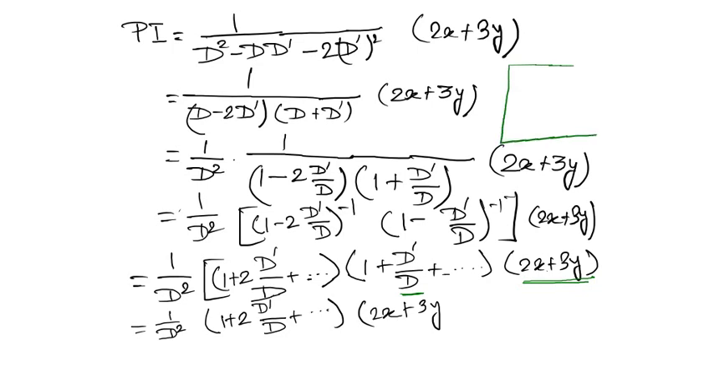So, D dash by D of 2x plus 3y. So 1 by D partial derivative of this expression is 3. 1 by D means what? Integration with respect to x, so that will give you 3x. So here in this place I am writing 3x only.